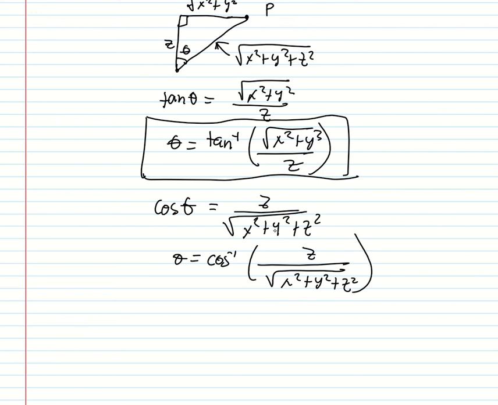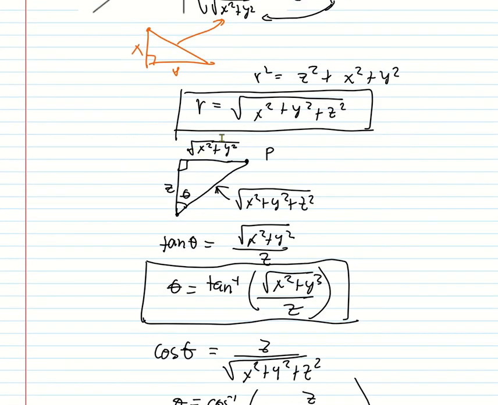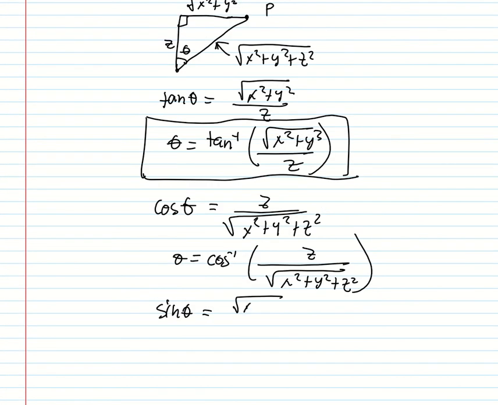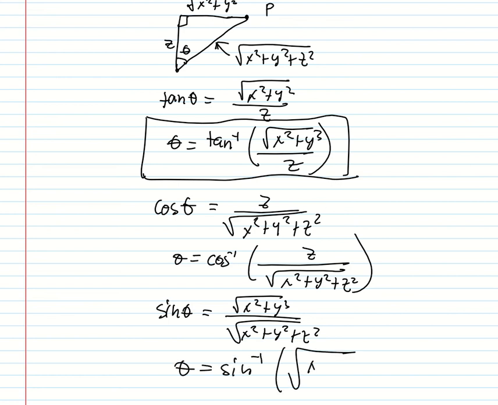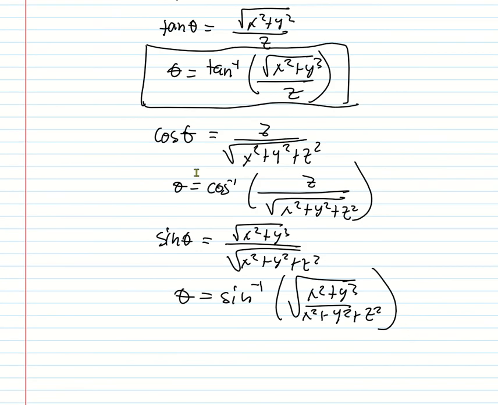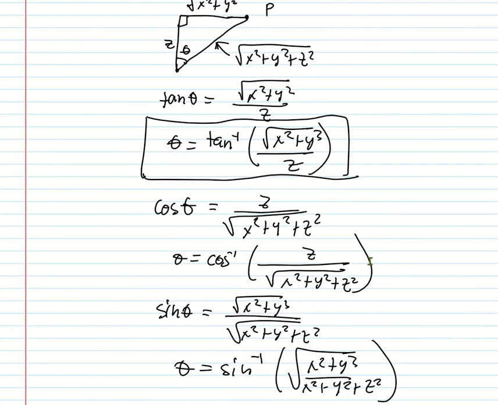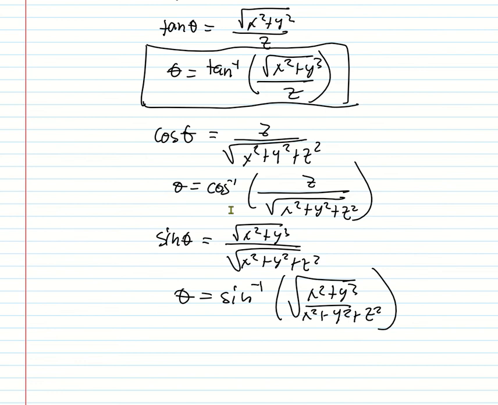We can also use sine if you want. Sine theta is equal to the opposite side, which is the square root of x squared plus y squared, all over the hypotenuse, which is the square root of x squared plus y squared plus z squared. And if you take the sine inverse of that, theta will be equal to the square root of x squared plus y squared all over the square root of x squared plus y squared plus z squared. So they're all the same. They're all equal to theta. But it's up to you what formula you are using. You can use this one. You can also use this cosine inverse here.